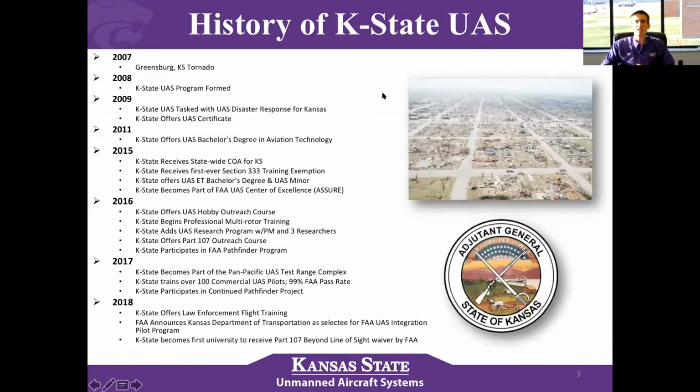So then to give you a little bit of a brief history of the AARC here, we got our start back in 2008 because in 2007 we had a tornado wipe out the town of Greensburg, Kansas. At that time, Kansas didn't really have a good means of assessing damage from an aerial perspective. We would typically do that with Blackhawks through the National Guard, but at that time, most of them were deployed overseas.